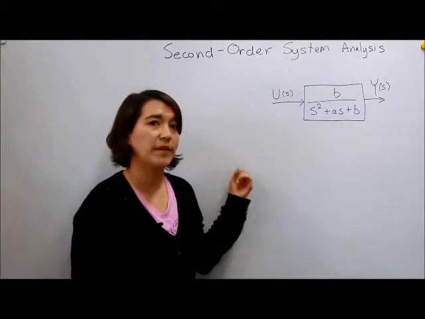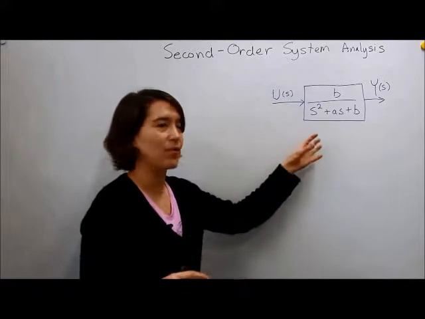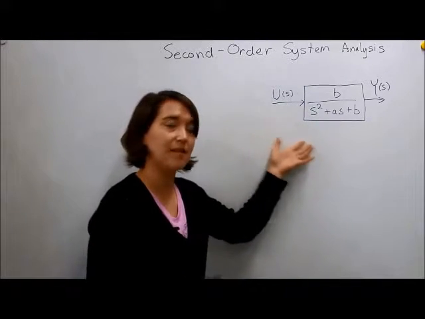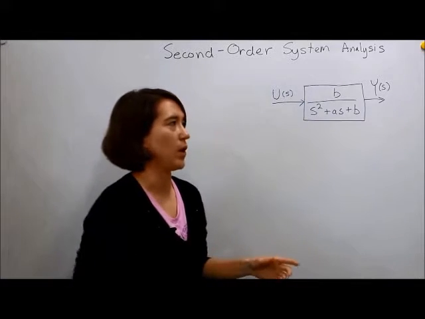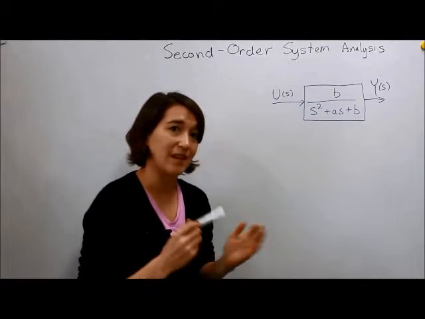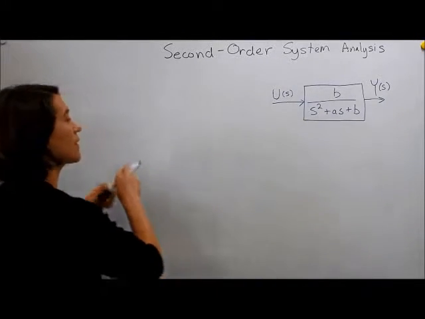We're going to talk a little bit more about second order systems and about how we can shape them. So if we have a second order system that looks like this, then we can do some analysis by finding what we call the natural frequency and the damping ratio. So I'll just define those terms for us right here first.